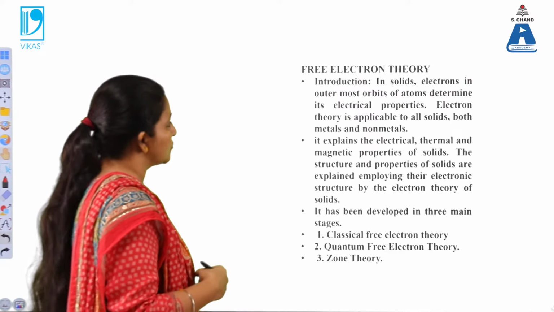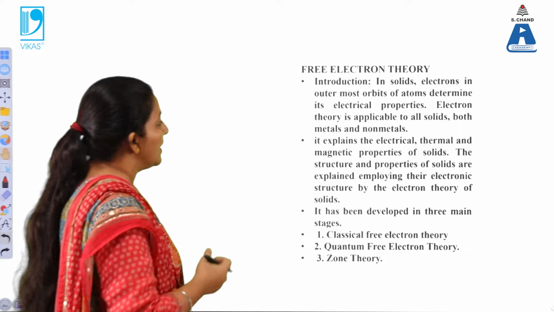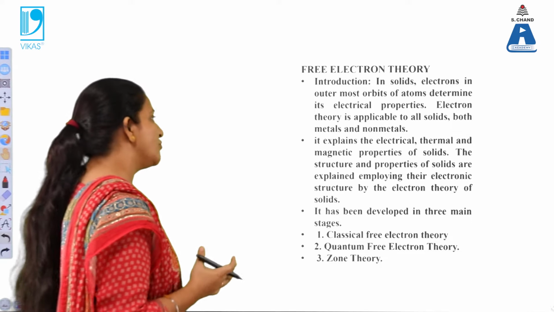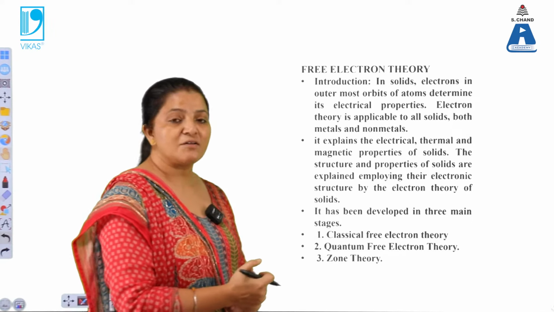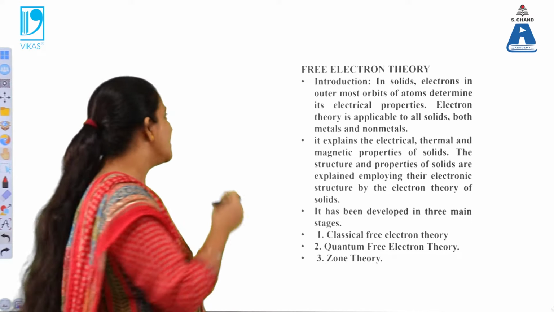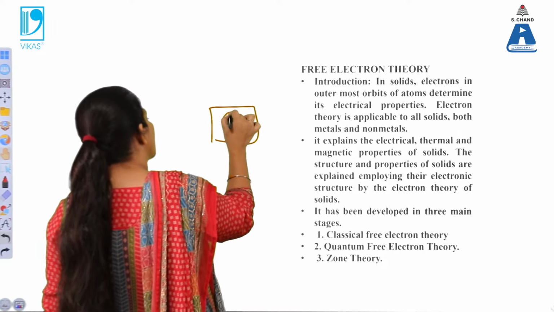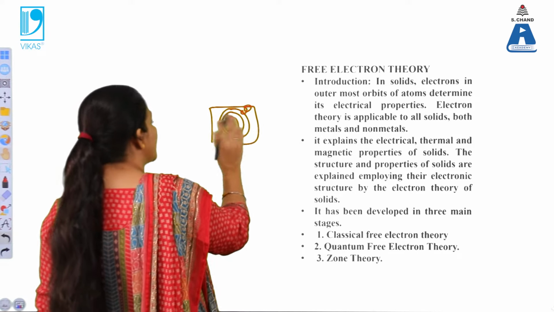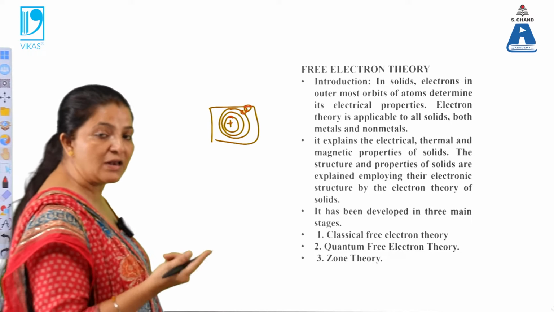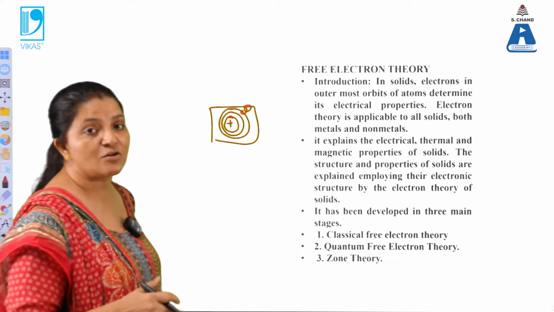In solids, the electrons in the outermost orbit of atoms determine the electrical properties. Electron theory is applicable to all solids, both metals and non-metals. If atoms in a solid are very closely packed, then consider an atom here: the electron in the outermost orbit can freely move from one end to the other. If the electron can move freely from one end to the other, then the material is known as a good conductor of electricity.